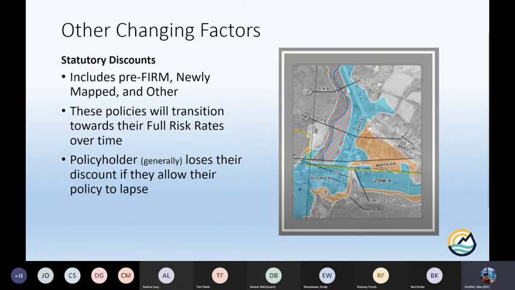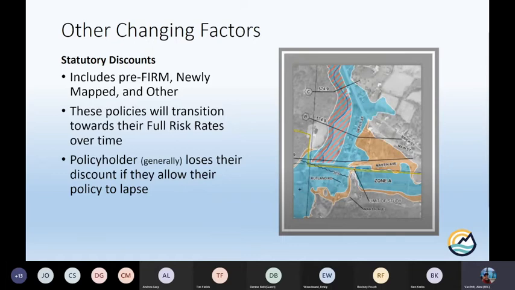What they're going to do under Risk Rating 2.0 is start where they're at, and start transitioning towards their full risk rates over time. So what this means for policyholders is that the folks who are not necessarily seeing changes in their premiums now because they're pre-firm or something like that are going to start transitioning over time.